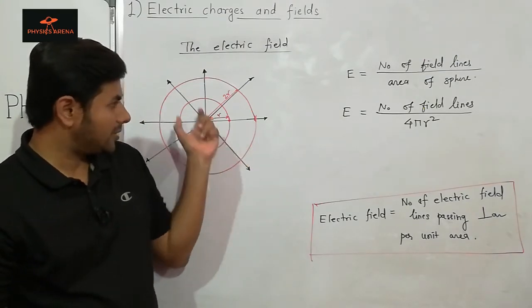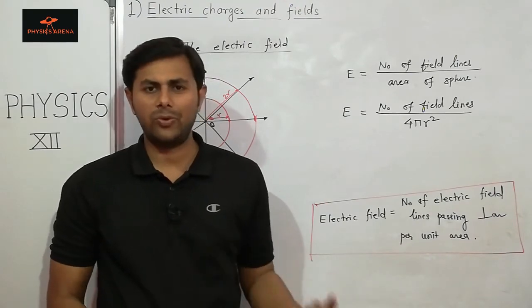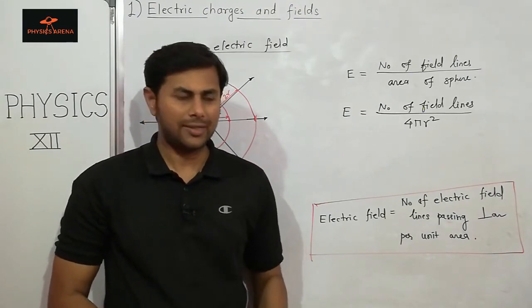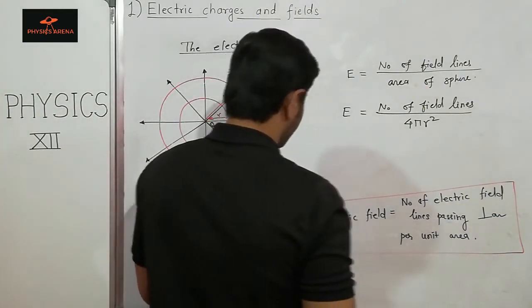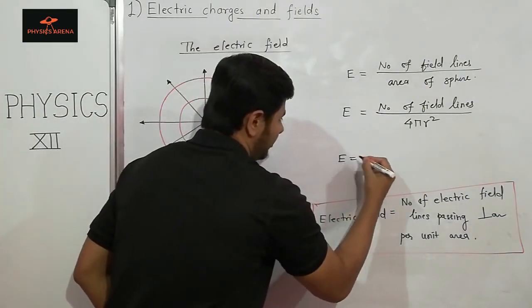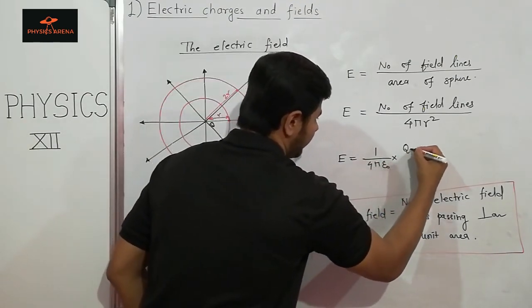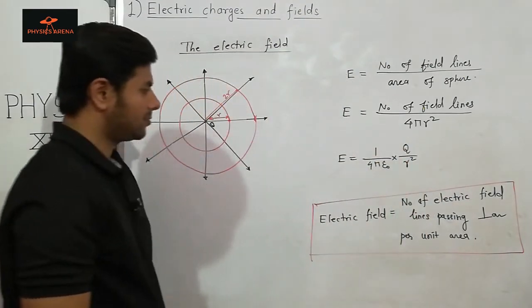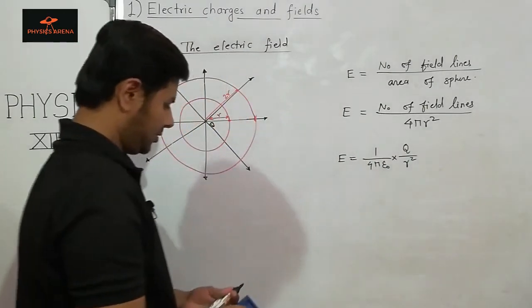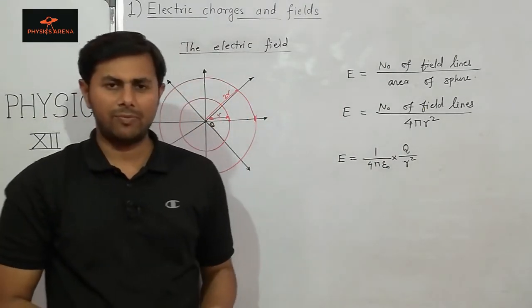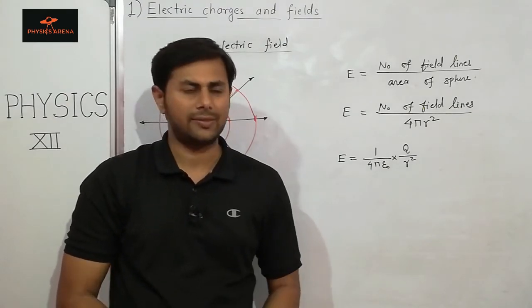So as you can see, the electric field at distance 2r is 1/4 of the electric field at distance r, as it should be, as it is clear from this equation: E equals 1 over 4 pi epsilon naught multiplied by q over r square. So in this way, the information about the magnitude of electric field is also contained in electric field lines.